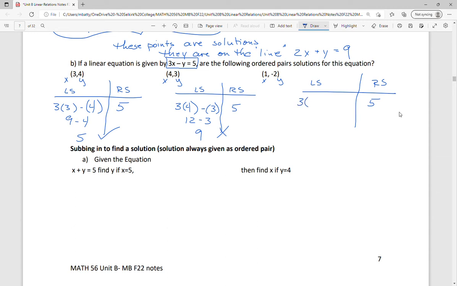Subbing in carefully this time. Watch the signs, because the last one should check out.